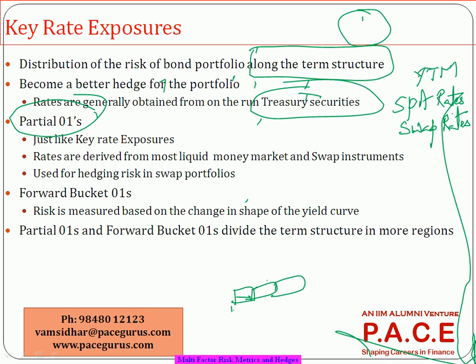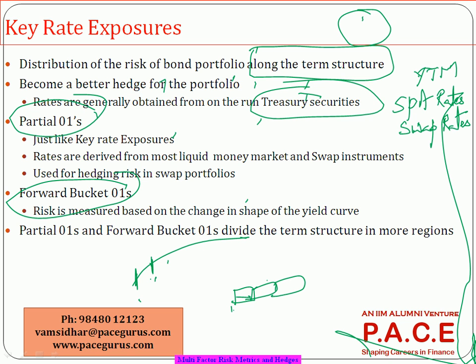And another mechanism is forward bucket 01. Forward bucket is nothing but based on the yield curve, okay, between 0 to 1 year maturity, this is the interest rate. So the forward rate between 1 and 2 years is 9%. Between 2 and 3 years is 9.5%. Based on the spot rate curve, we can get a forward rate curve.